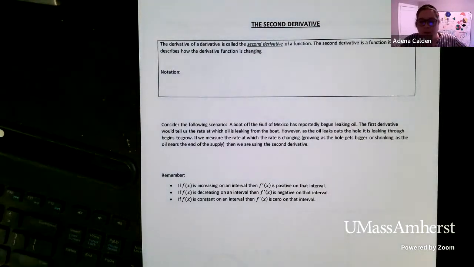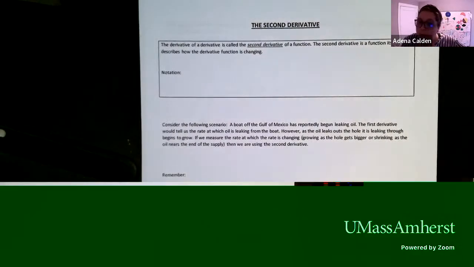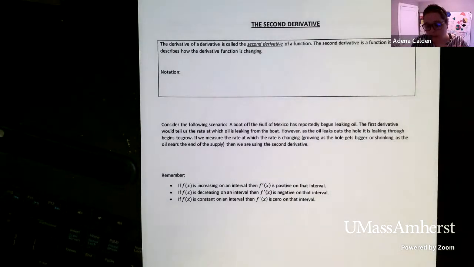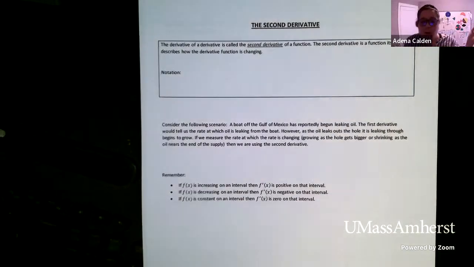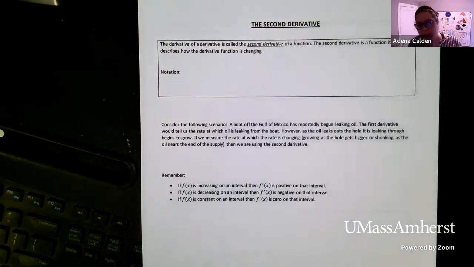At first they were calculating the rate at which the oil was coming out of the hole that had come up in the boat. And that's represented by a first derivative. So how quickly is the oil coming out of the boat?